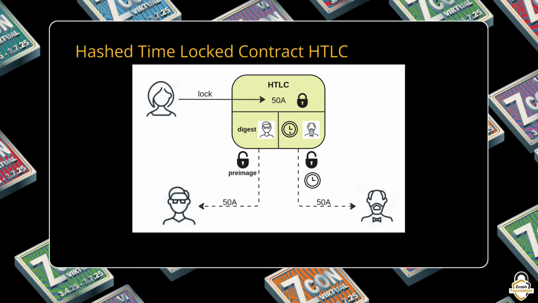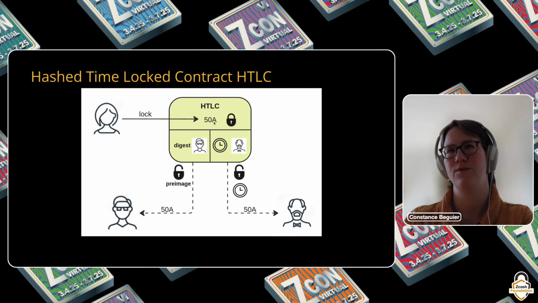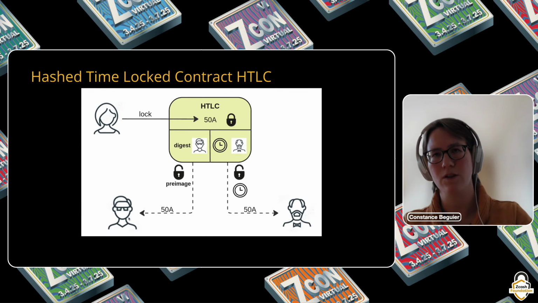So if an expiry block has passed. And the expiry block here is also defined by Alice when she creates the HTLC contract. And we cannot double spend the contract. It means that if Bob spends the 50A, John will not be able to spend them, even if we are after the deadline. And if John spends the 50A, Bob will not be able to spend the contract.